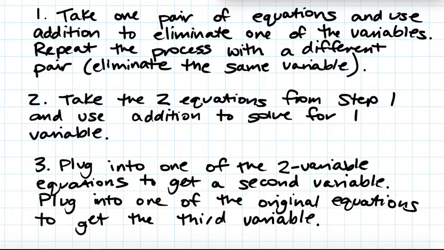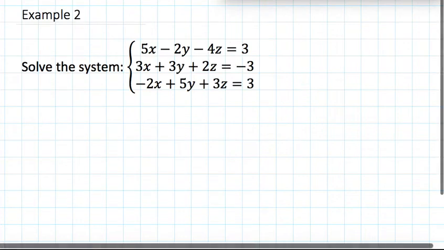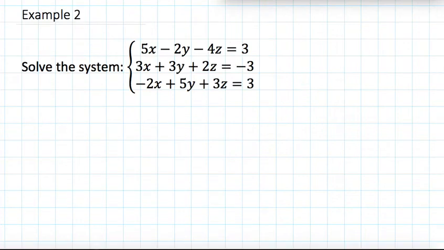So we're going to look at example 2. As you can see here, we have 3 equations and 3 variables, x, y, and z. So we're going to start by picking 2. I'm going to go with the top 2, but it doesn't really matter what you choose, you should end up with the right answer in the end. It's just that the steps in between are going to look a little bit different.